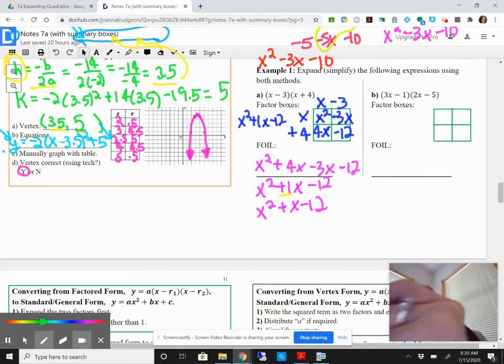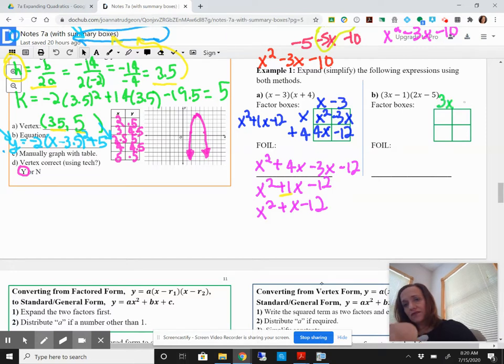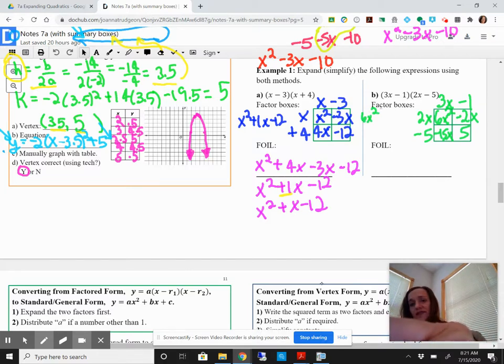We said we would do that one together. So if I have 3x, and again, it doesn't matter which one you put on which side, but here again, put the negative in front of the 5 as you do that. Now, when I multiply, this is where students kind of go wrong here. 3x times 2x is 6x squared. The top left one for quadratics is always the squared term, unless they really start scrambling things around. And then 2x times -1, -2x. 3x times 5, -15x, and then -5 times -1 is 5. So I get, with factor boxes, 6x squared, and -15 plus -2 is -17x plus 5.